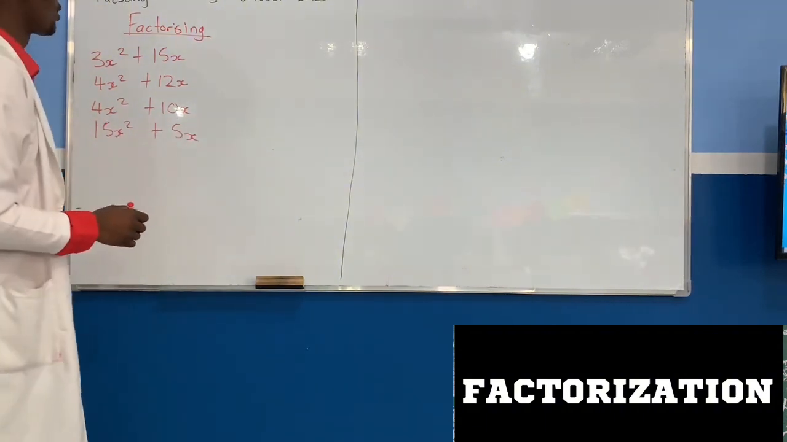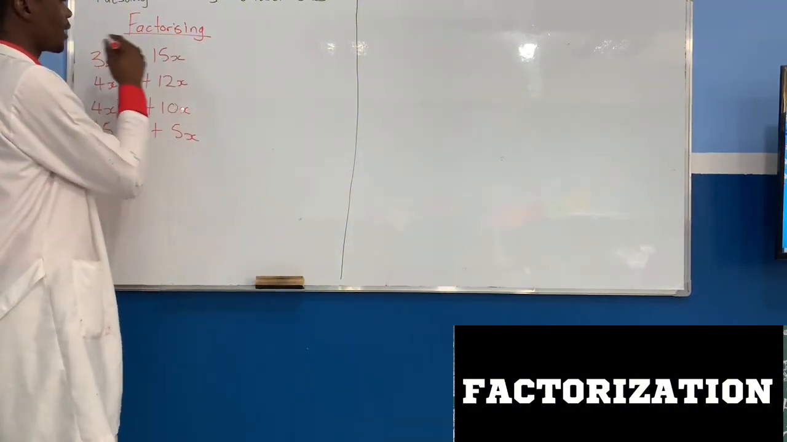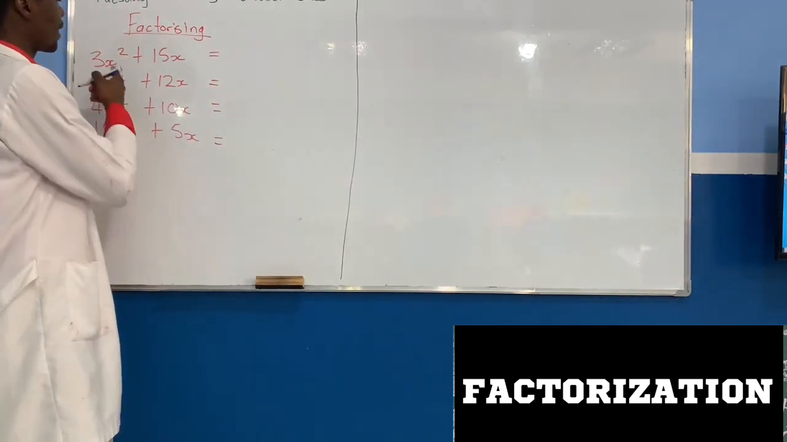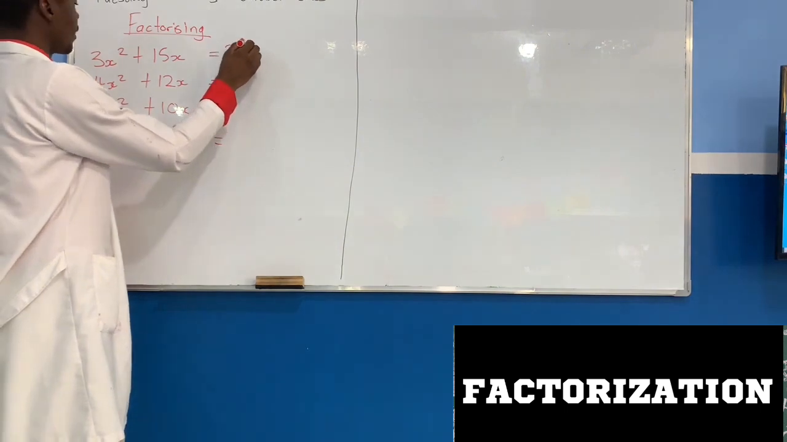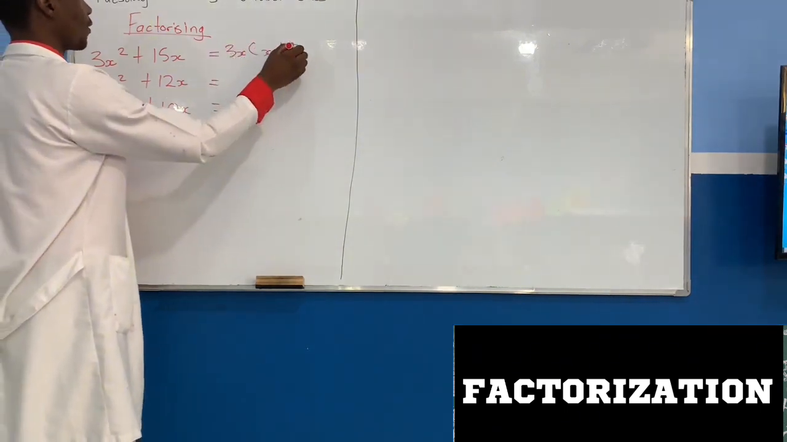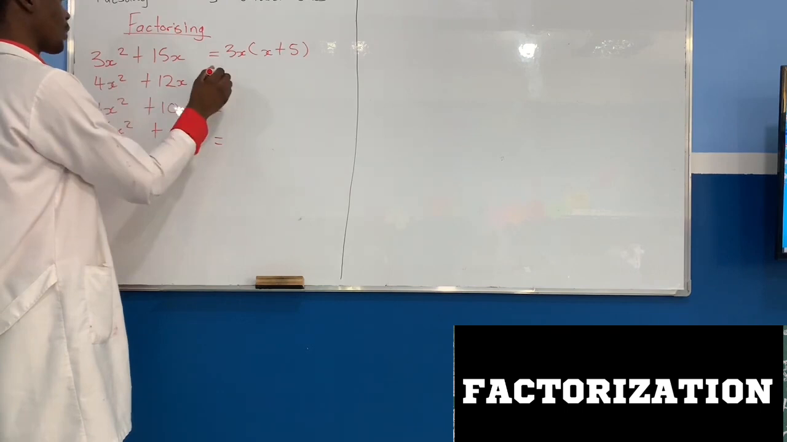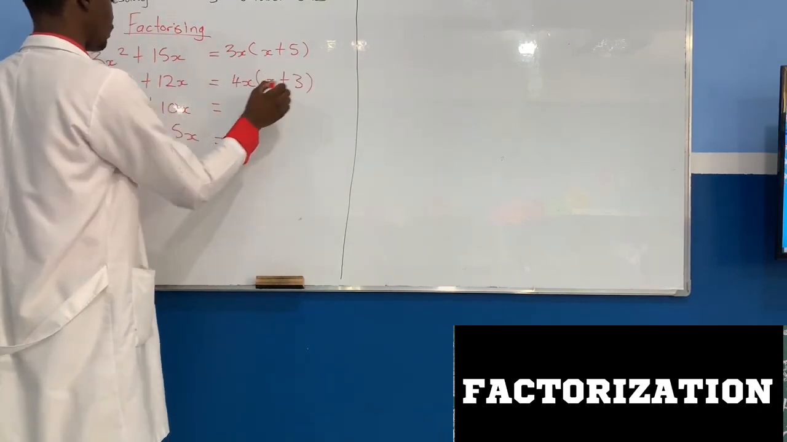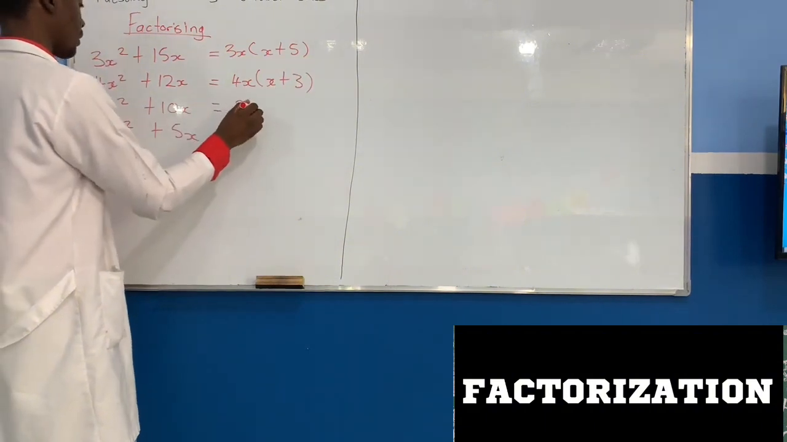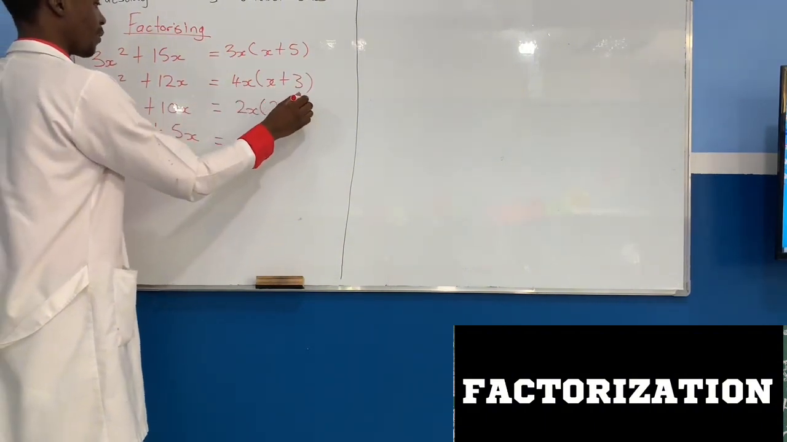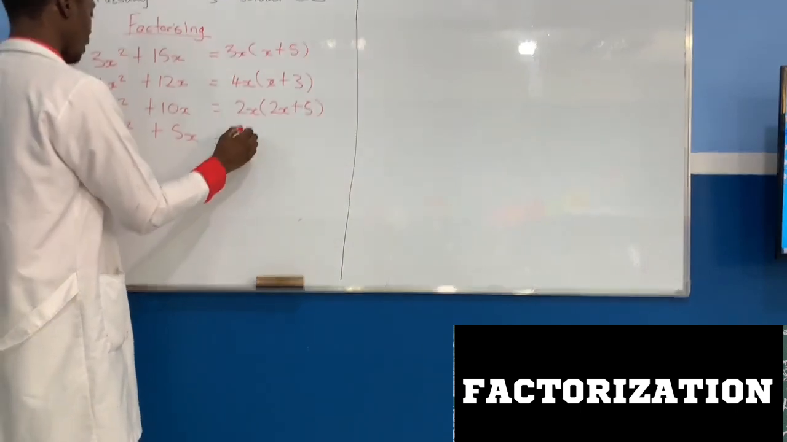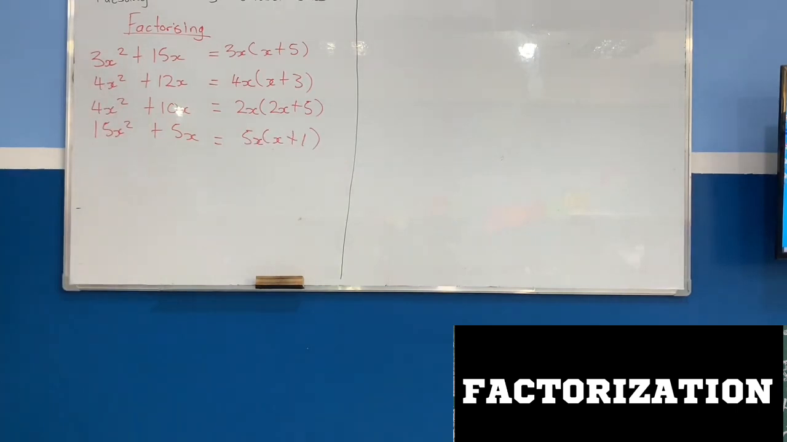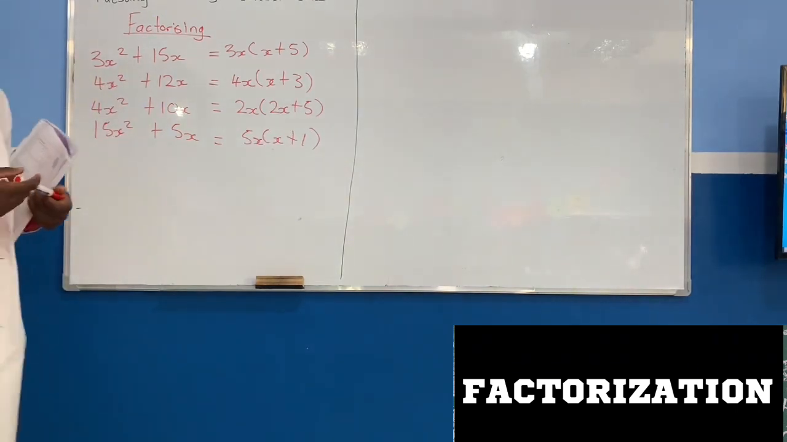Right? So, in this problem, it was very simple. Just needed to find a common factor. In this case, it will be 3x, then bracket x plus 5. The second one, it was 4x, bracket x plus 3. The other one, 2x, bracket 2x plus 5. And the other one, 5x, bracket x plus 1. Right, so you needed to make those ones. If you make it correctly, give yourself a mark for each.